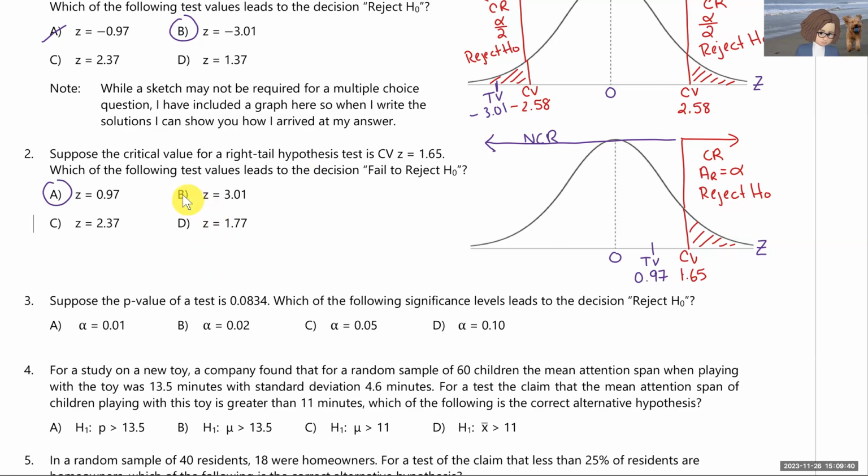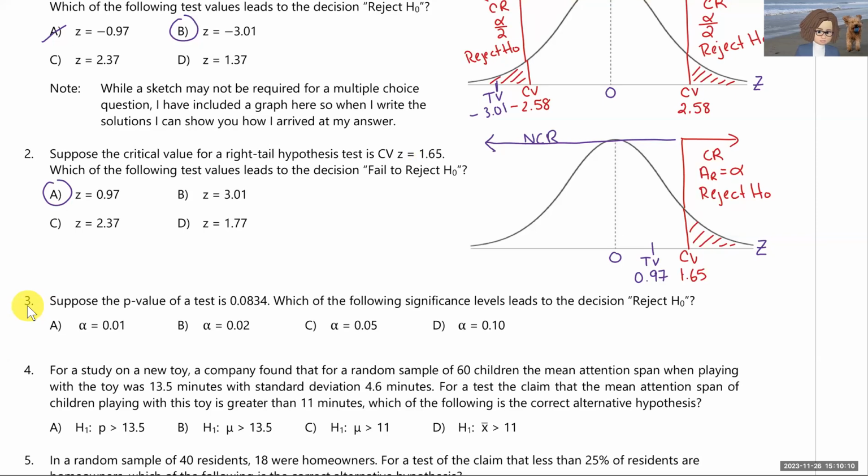Let's just make sure we're correct here with the others. So 3.01, that would be in the critical region. 2.37 also in the critical region. 1.77 also in the critical region. So that's the only test value that would lead to the decision to fail to reject H0. All right, so that's a couple examples of the traditional method of hypothesis testing. We use the critical value and the test value location. All right, let's take a look at number 3.